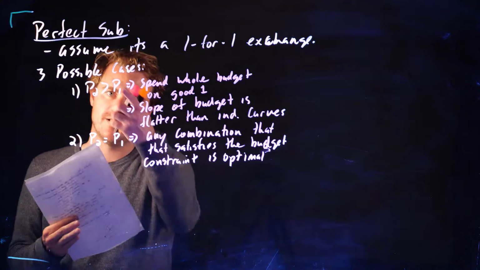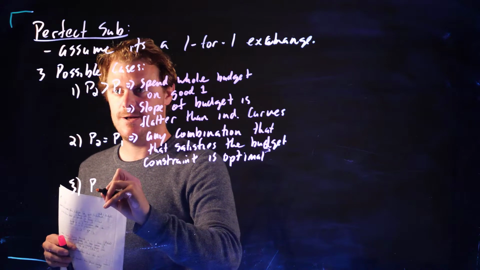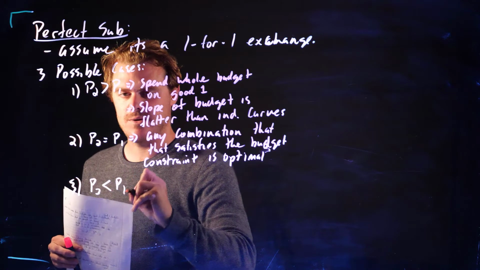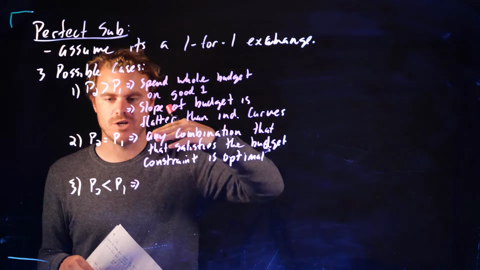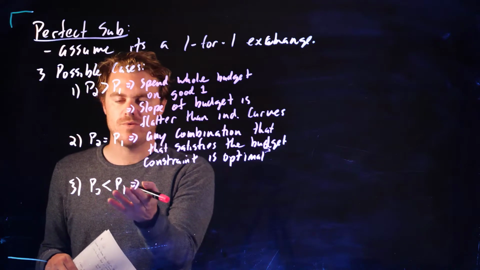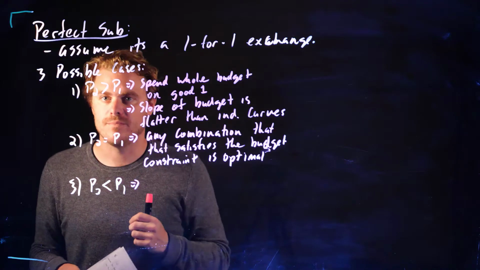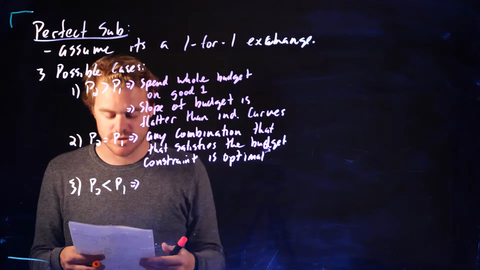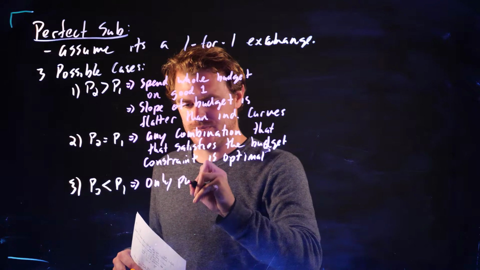And finally, we could have the opposite of the first case, where P2 is actually less than P1. Well, now we're just going to be spending all of our money on good 2 because, again, we're willing to exchange them 1 for 1, and now commodity 2 is just cheaper than commodity 1. So we only purchase good 2.